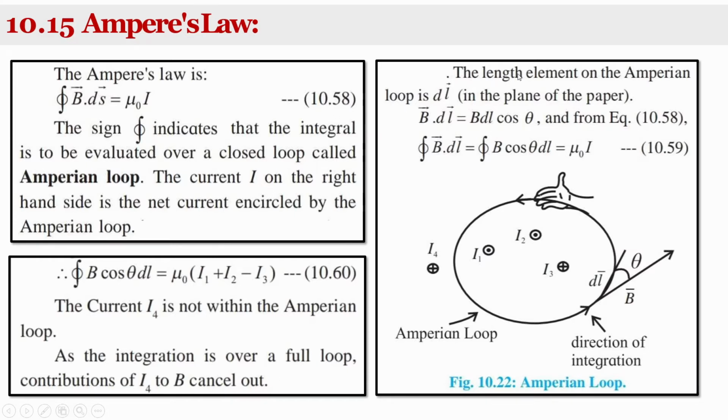The length element of the Ampere loop is dl in the plane of the paper, so we know that B dot dl is equal to B dl cos theta. So the line integral of vector B dot vector dl is equal to the line integral of B dl cos theta, which is equal to mu naught I. That is the explanation for Ampere's law.